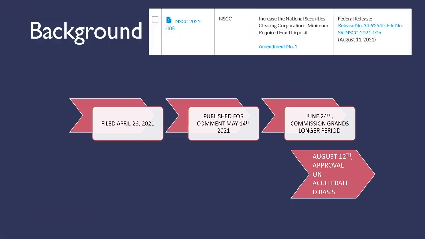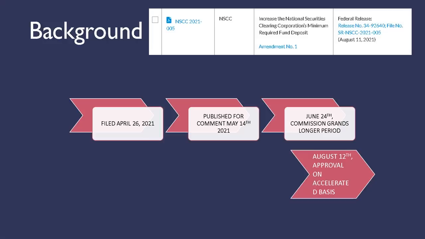So background real quick, NSCC 2021-005 was filed April 26, 2021. This was one of the first ones filed after Gensler took office, as far as from the NSCC. The purpose of it is to increase the National Securities Clearing Corporation's minimum required fund deposit. Now, this is an amendment that came out today. However, they are approving it on an accelerated basis. And I believe the implementation time frame is between now and 30 days, but it's on an accelerated basis, so 30 days is at a maximum.